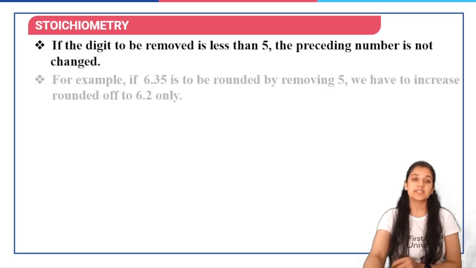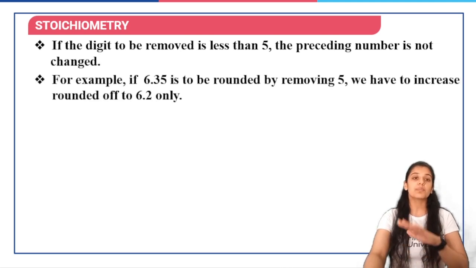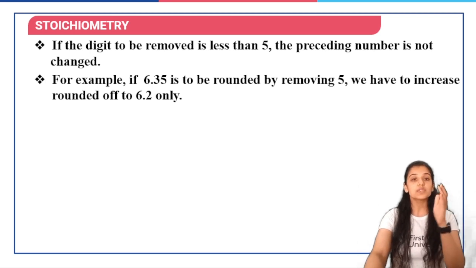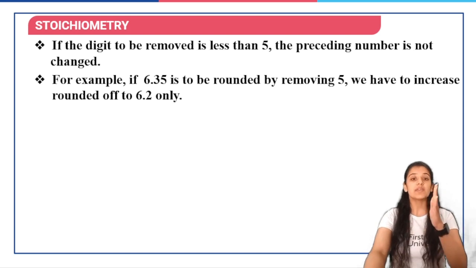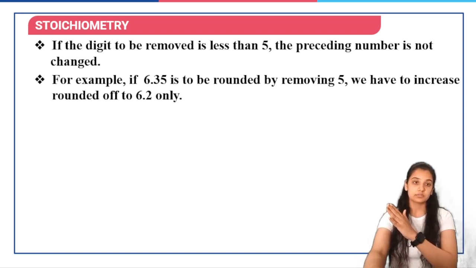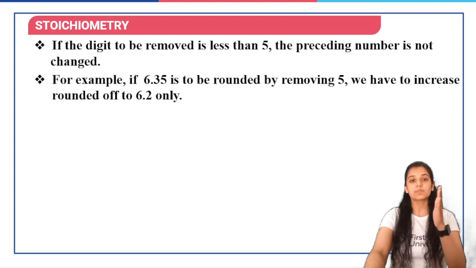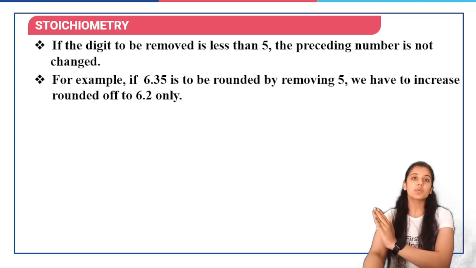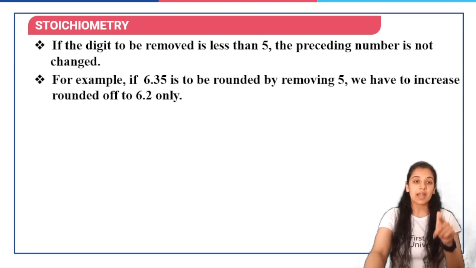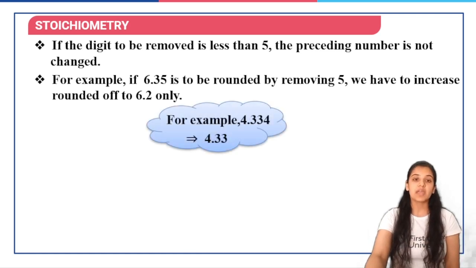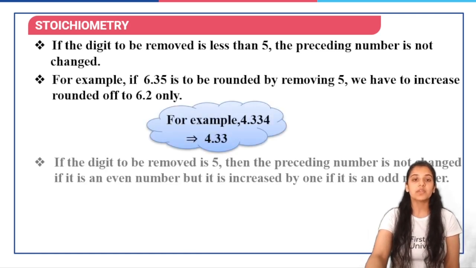If the digit to be removed is less than 5, then we will round off without changing the preceding digit. So if it's like 6.34, simply 4 will be removed. We will have 6.3 as the answer. So if we have 4.334, it's going to be 4.33.